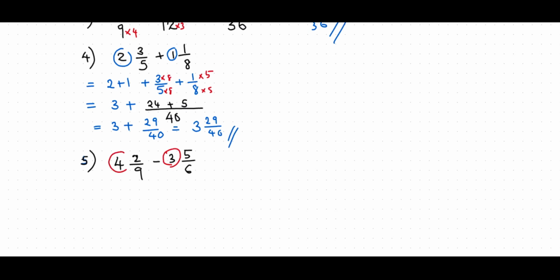So we can subtract: 4 minus 3, plus 2 over 9 minus 5 over 6. 4 minus 3 is 1. For 9 and 6, the common denominator comes from the 9 times table: 9, then the second one, 18. 18 is divisible by 6. This is 9 times 2. Always try to get the lowest multiple, then it's easy for you to simplify. 6 times 3 is 18. 2 times 2 is 4, and 5 times 3 is 15, minus 15.